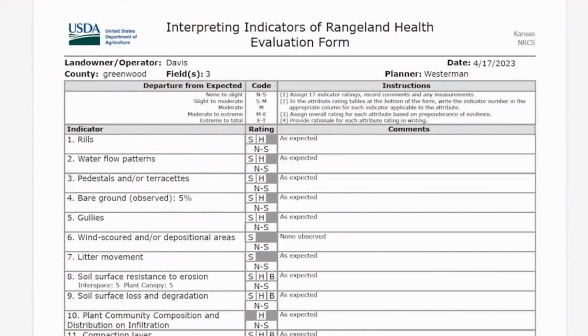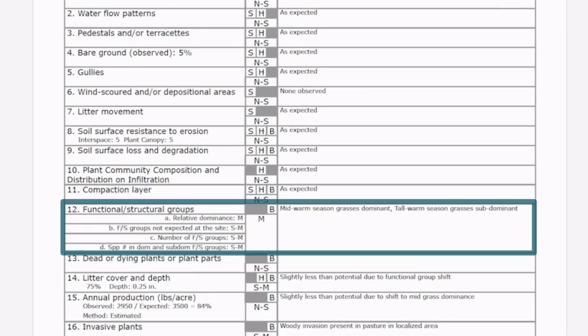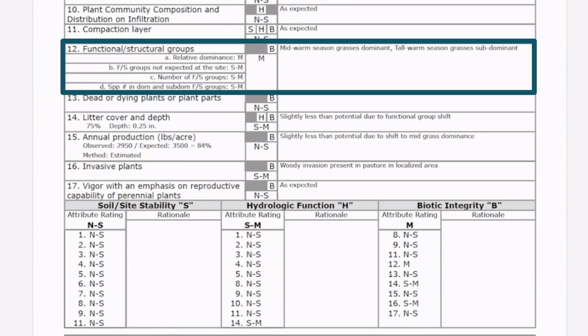On the second page, this form not only documents the benchmark conditions, but also looks at different resource concerns that you can identify. Some of the resource concerns under Indicator in the first column are rills, water flow patterns, and gullies. We see that the functional or structural groups are moderate. In the comment section it says, mid-warm grasses are dominant, tall warm season grasses are subdominant.